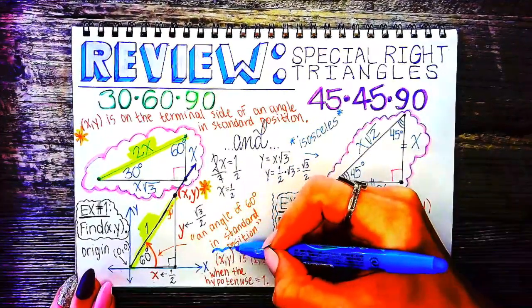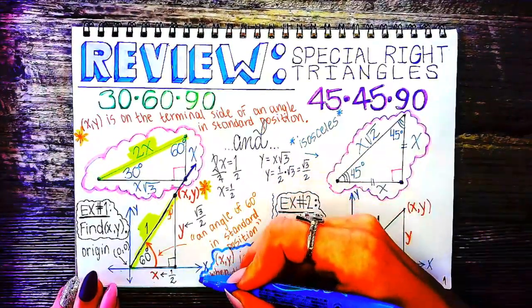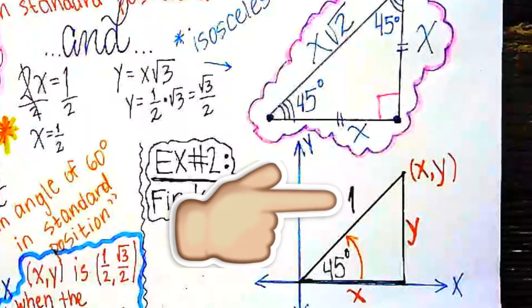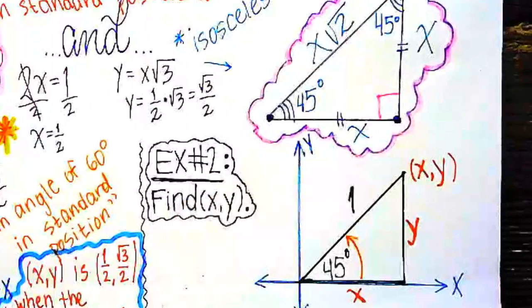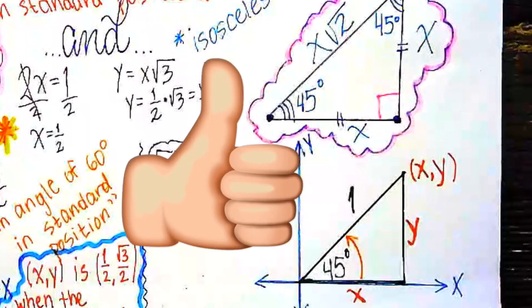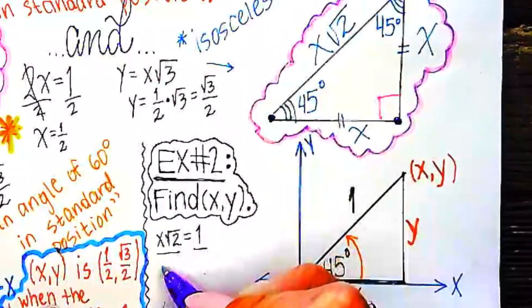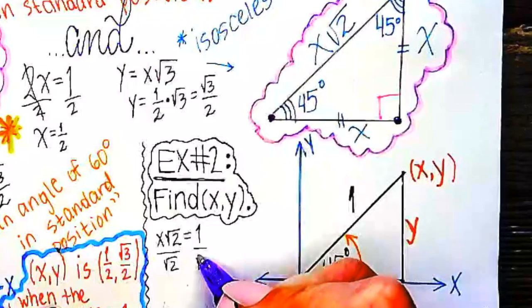Next, in example 2, we have a very similar situation, so this one should be much easier to follow now that we have practiced it with example 1. Our hypotenuse in example 2 is labeled 1 yet again. In a 45, 45, 90 triangle, we use x radical 2 to represent the length of the hypotenuse when the legs can each be represented with an x. x radical 2 equals 1. That means to get x alone, we have to divide both sides by the square root of 2.